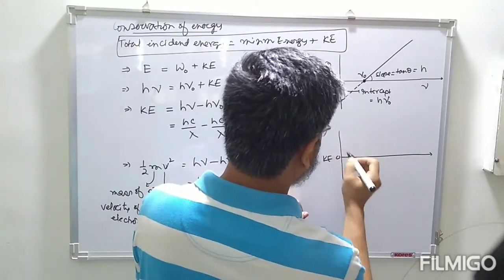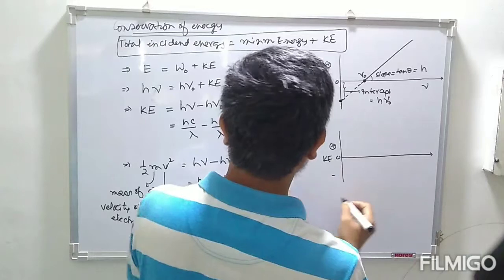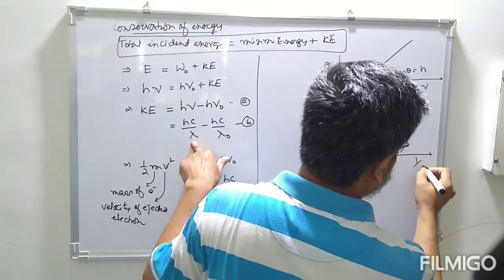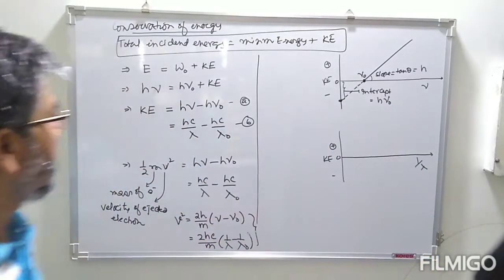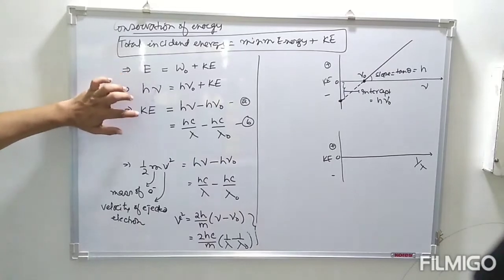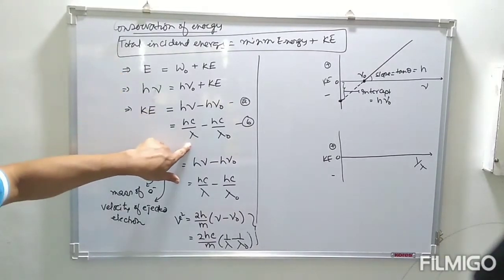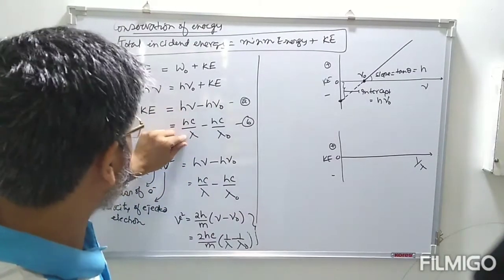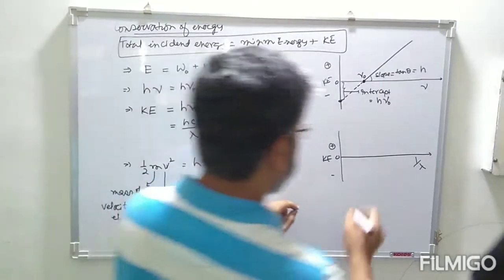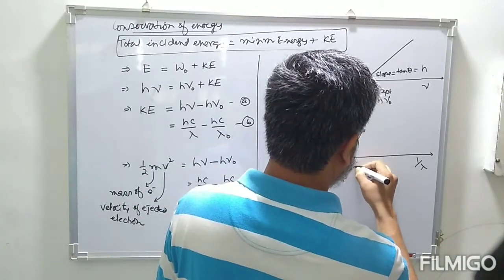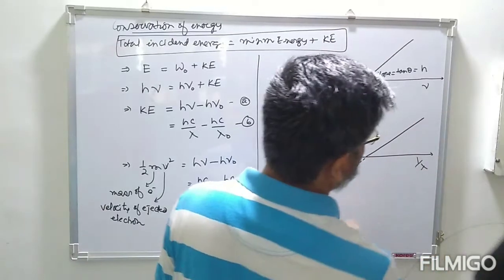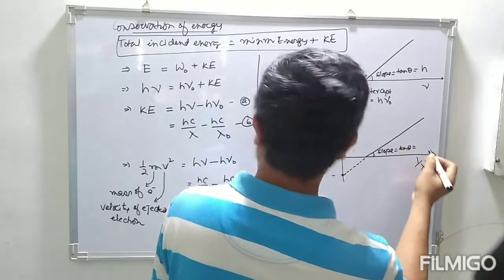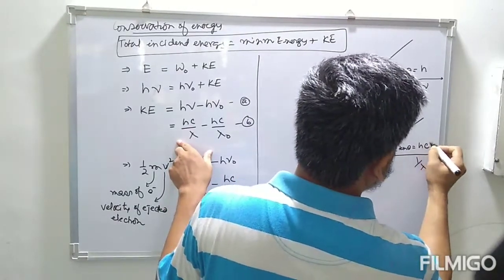This is kinetic energy 0, positive, minus. Now in terms of frequency, wavelength, by 1 by wavelength. If the graph is between kinetic energy and wavelength, the only difference is the slope. So if 1 by wavelength is 0, kinetic energy is minus hc by lambda naught, and this increases, and beyond this again, this is slope, which is equal to tan theta.